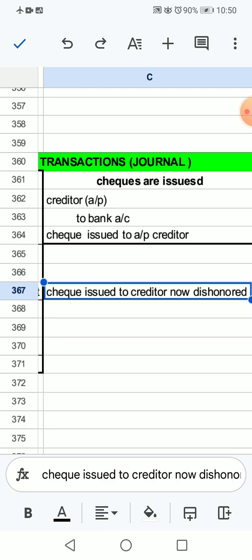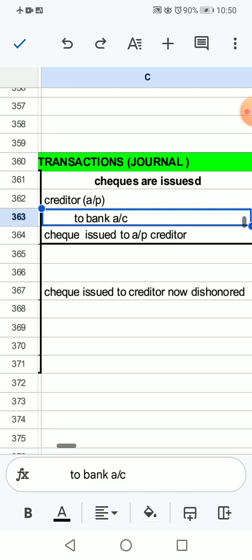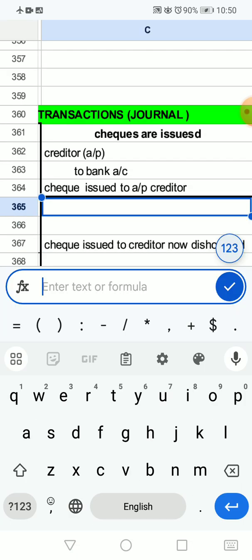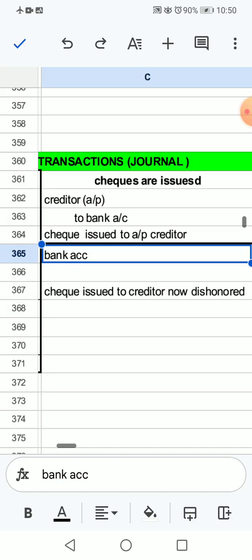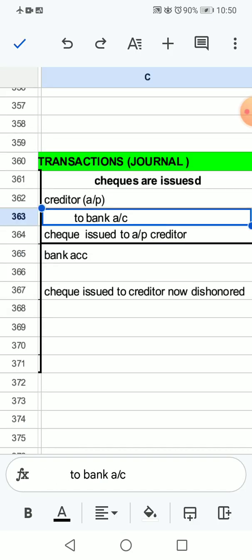If in case the creditor had gone to the bank and the amount has been withdrawn, due to that we have credited the bank account. And let's say if the check has been dishonored, it means your bank account will not be credited, the amount will not be withdrawn from the bank. And what you will do, you will debit your bank account again. What you have done, at the time of issuing the check, you have supposed that the creditor will definitely go to your bank and withdraw the amount.